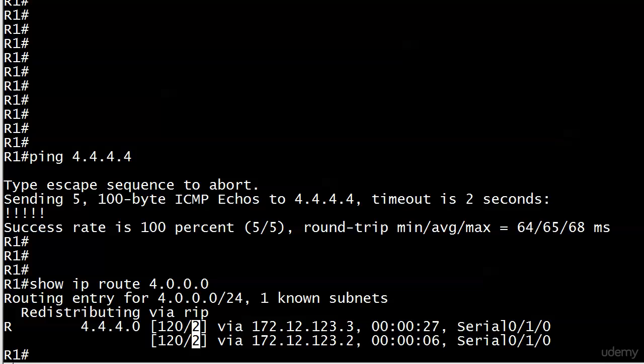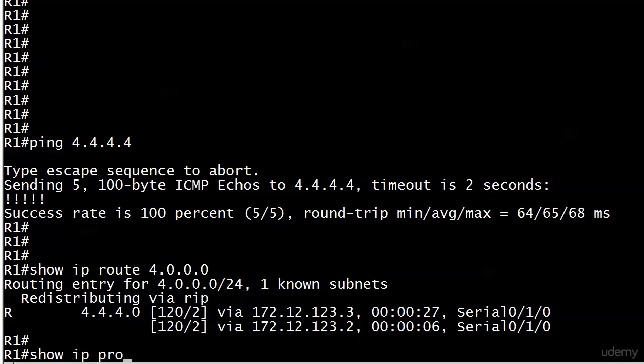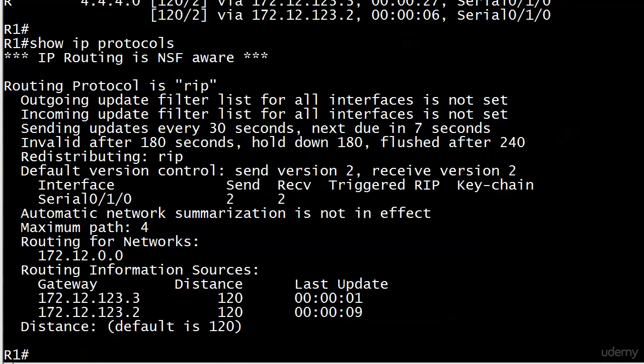Now, what if we wanted to change that a little bit? And how do we know how many paths RIP will load balance over by default anyway? I believe I mentioned that, but I'm going to mention it again. It's 4 by default. And if you run show IP protocols, which seems like we always come back to show IP protocols, that's what this maximum path is referring to. That really doesn't give you a good description.